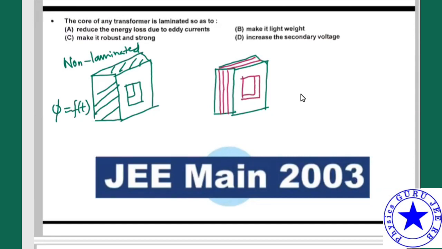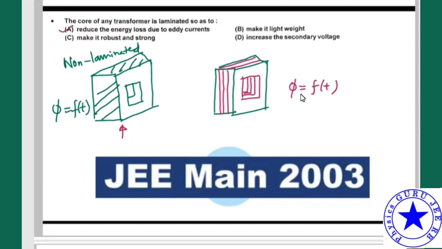Into laminated core, right? So you can see the three-dimensional image there. So the flux here is nothing but phi of t. Time varying magnetic flux, in the first case, causes eddy currents induced over the whole cross section. If you take it when it is laminated, the transformer core is laminated to reduce eddy current losses.